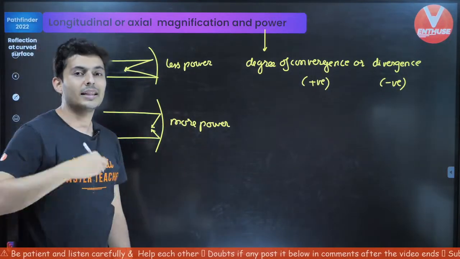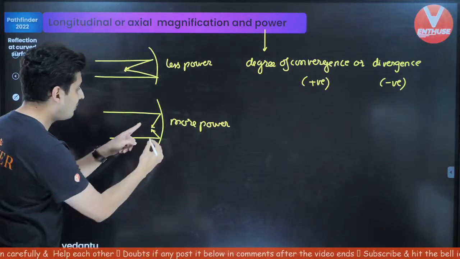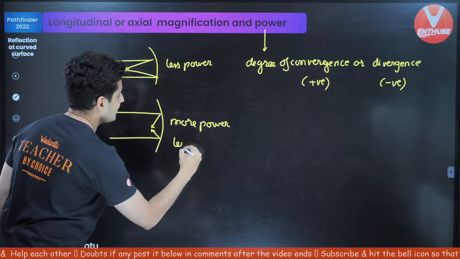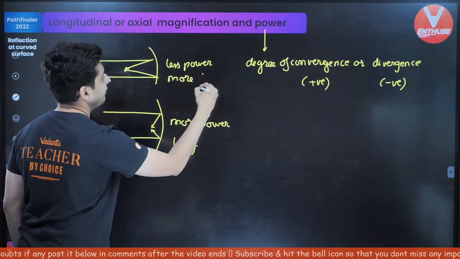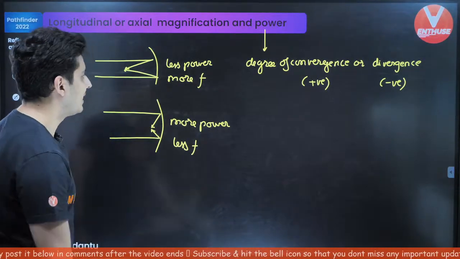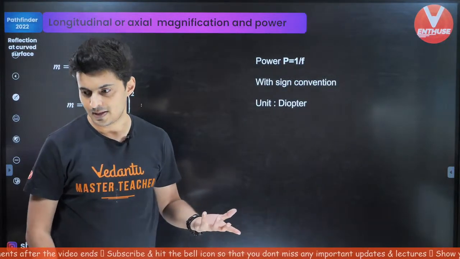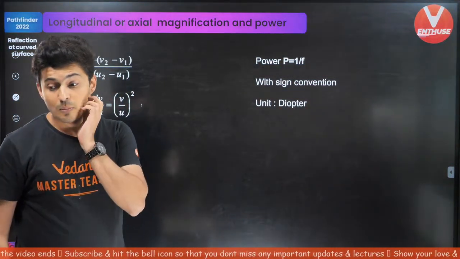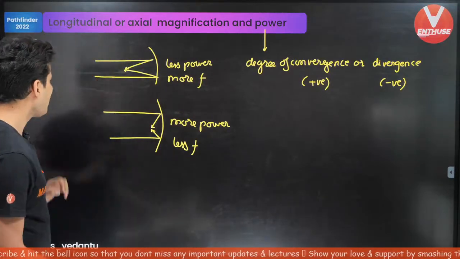That's what it is. And the power is always the reciprocal of the focal length. Remember, this has more power, but less focal length. This has more focal length. And that's how you define power. Power is nothing but 1 by f. But should I put a plus sign or a minus sign? Let's figure this out.